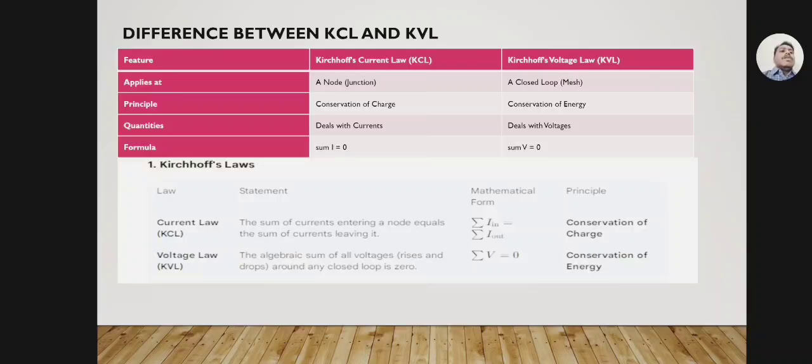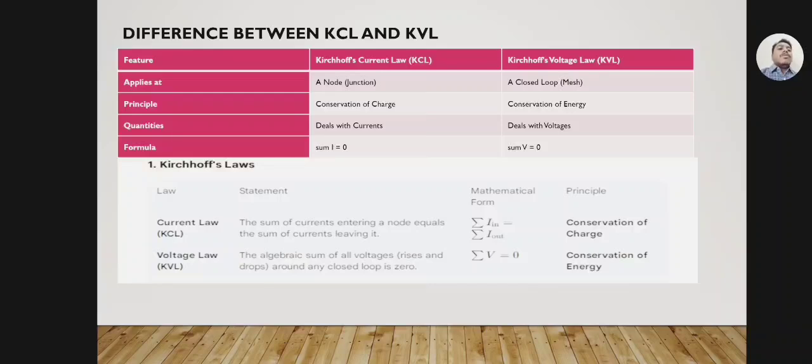The difference between KCL and KVL: this I have already explained. Node, closed loop; conservation of charge, conservation of energy; deals with currents, deals with voltage; summation of I equal to 0, summation of V equal to 0. Again, in a nutshell, the sum of currents entering a node equals the sum of currents leaving it, the conservation of charge, I in equal to I out, and the summation of all the voltage drops and rises equals 0, the conservation of energy.